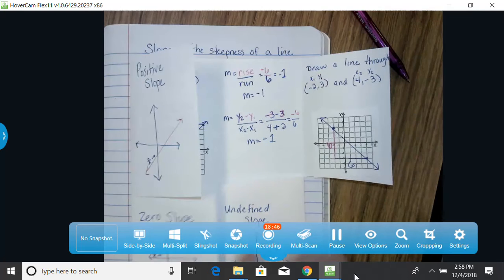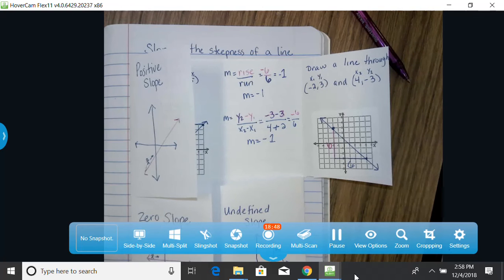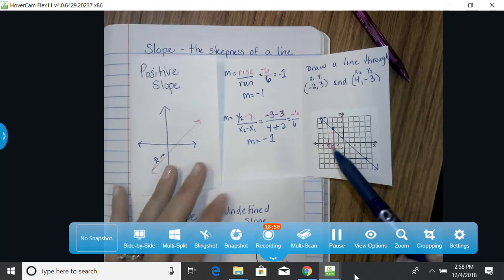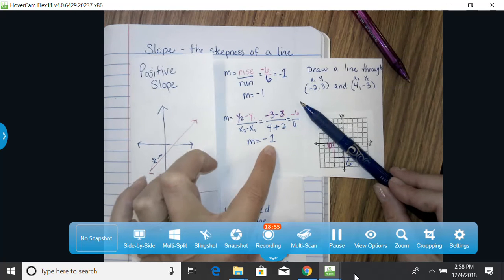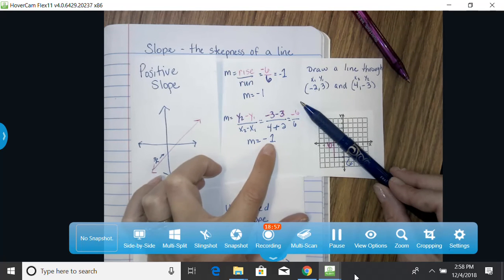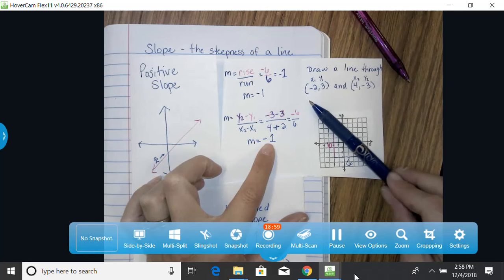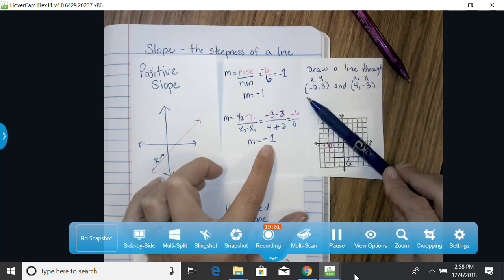And you should always double check yourself based on your general knowledge too. If you know this is a negative slope and you make a mistake and you come out with a positive number here, you know it has to be negative. This is a negative slope. Down from left to right, negative.